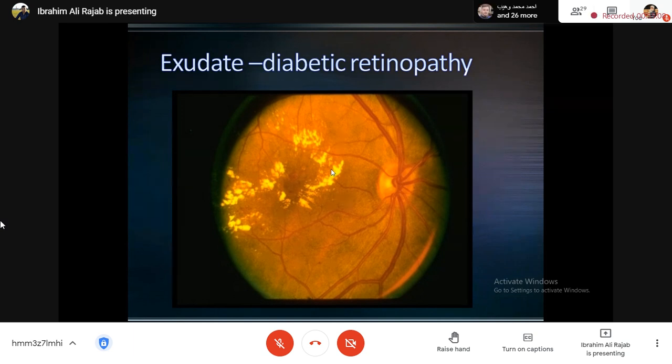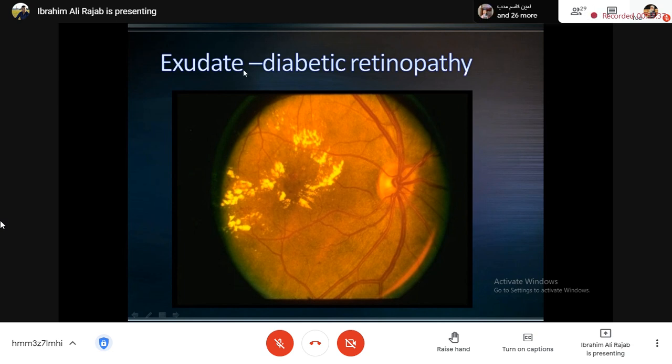Can you describe this image? Of course it is written exudate diabetic retinopathy, but I want you to describe. Doctor, there is yellowish discoloration in the peripheral field of the retina. Right, there is yellowish discoloration. There are yellowish lesions scattered around the area of the macula. So these yellowish lesions, thank you Amin, are called exudate.